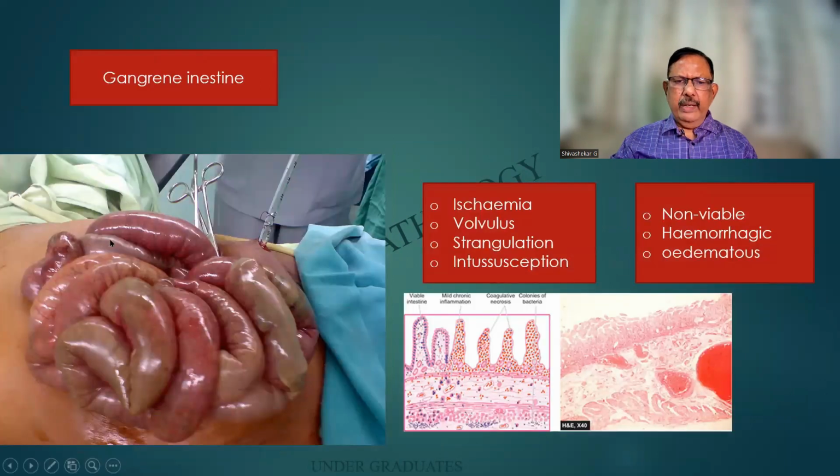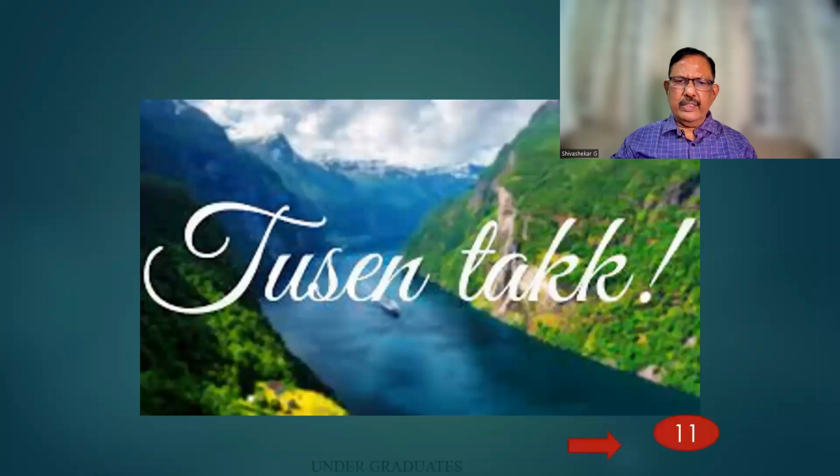So once again, a picture being removed, and this is what we see microscopically. This is normal. These are all gangrenous portions that are seen. This slide will not be kept. It is for comparison. These are the various causes, and you will have to separate the gangrenous and the viable areas.